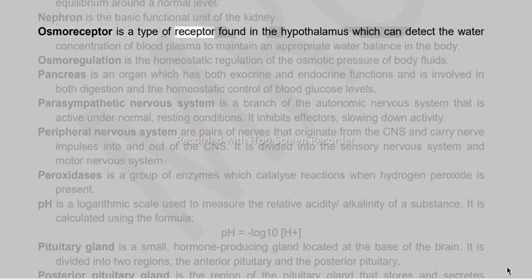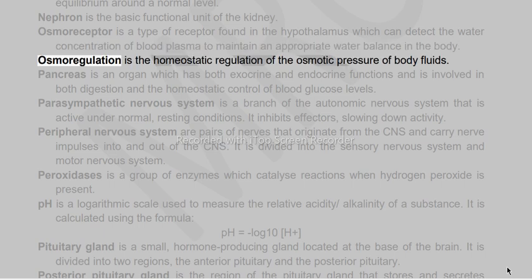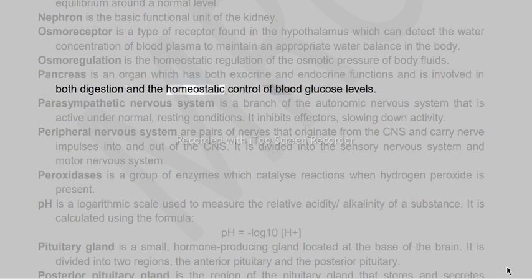Osmoreceptor is a type of receptor found in the hypothalamus which can detect the water concentration of blood plasma to maintain an appropriate water balance in the body. Osmoregulation is the homeostatic regulation of the osmotic pressure of body fluids. Pancreas is an organ which has both exocrine and endocrine functions and is involved in both digestion and the homeostatic control of blood glucose levels.